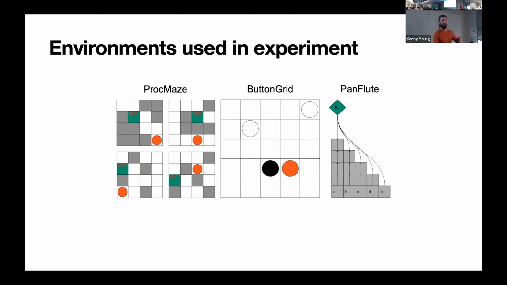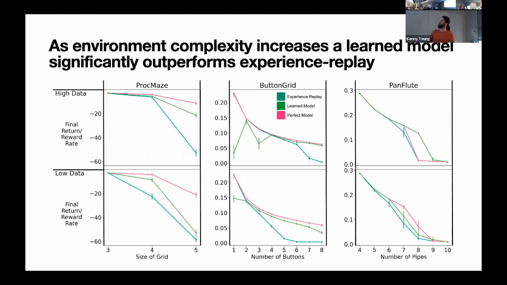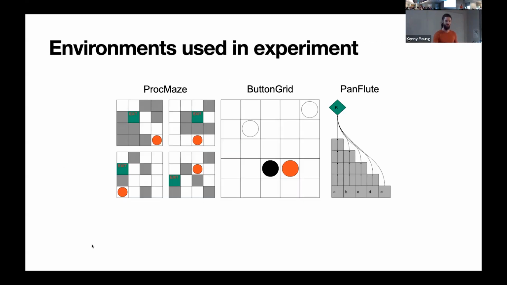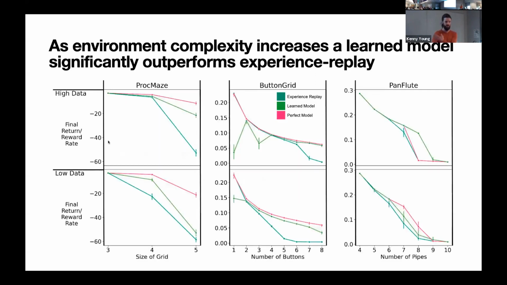So lots of states, but the model has some ability to generalize in each of these. And then here's the results. Essentially, we compare experience replay, learned model, and perfect model. The general picture is that as we increase the environment complexity, so the x-axis here is some measure of environment complexity. In this proc maze case, it's, for example, the size of the grid world maze we're looking at here. And these are randomly generated mazes in this case.